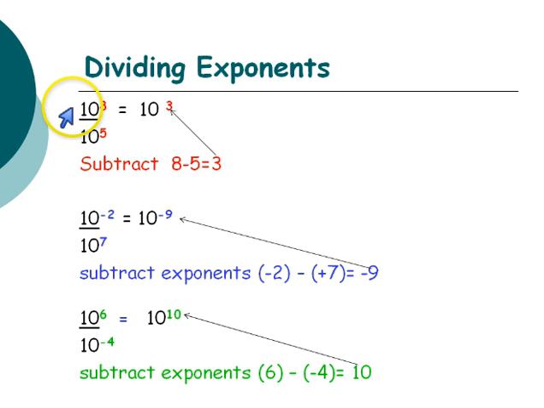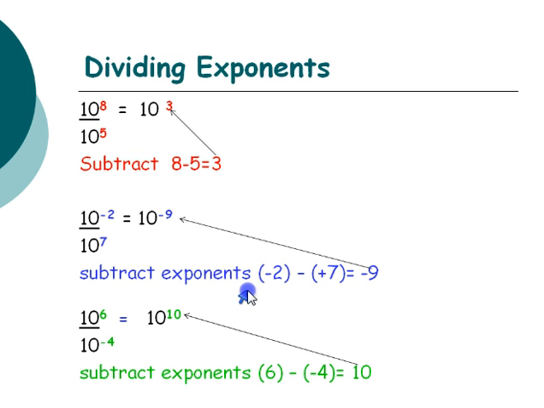Dividing exponents. If we had 10 to the 8th power divided by 10 to the 5th power, when you're dividing, you subtract the exponents. So 8 minus 5 is 3. So 10 to the 8th power divided by 10 to the 5th power is 10 to the 3rd. Another example, 10 to the minus 2 divided by 10 to the 7. Again, subtract exponents. Minus 2 minus a plus 7. You change this to a minus and add, and it equals a minus 9. So it would be 10 to the minus 9 power.